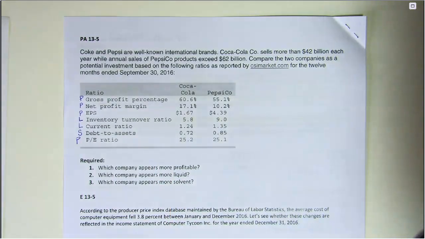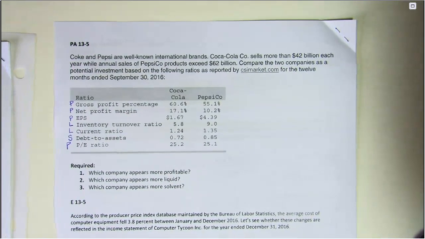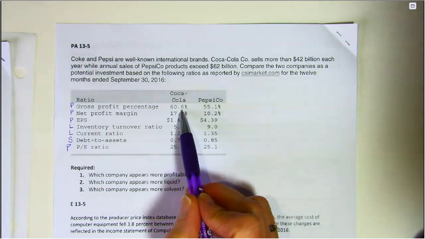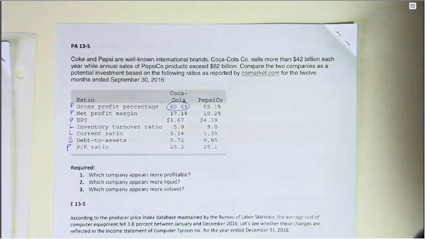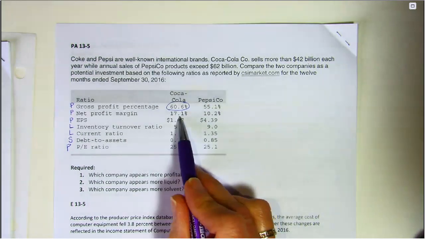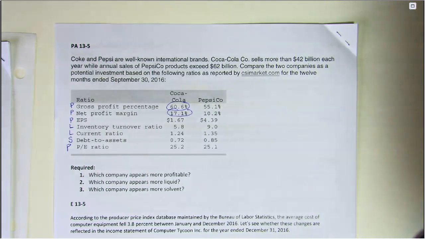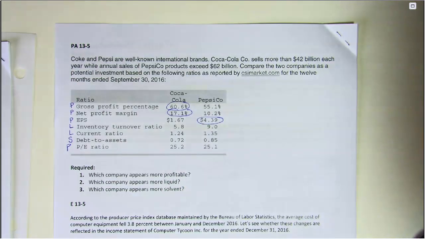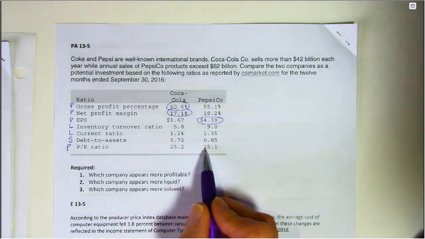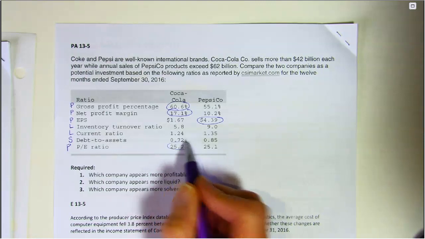Now let's take a look at each company and see how each one does as compared to the other. Who has a higher gross profit percentage? Coca-Cola does here. How about net profit margin? Coca-Cola does. How about earnings per share? PepsiCo is higher there. And what about the price earnings ratio? That's almost a tie. They are very close. Coca-Cola has a slight edge on this.